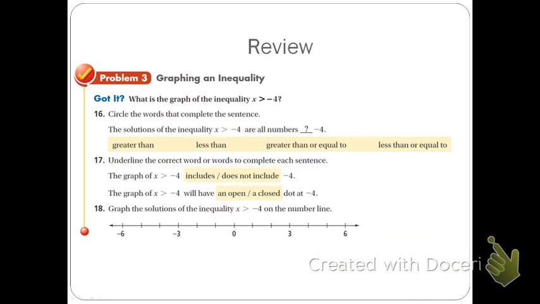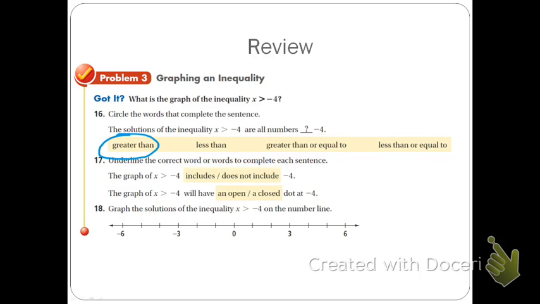Let's make sure you know your words for the symbols as well, just in reverse. It says circle the words to complete the sentence. The solution of the inequality x is, what does that symbol stand for? It's greater than.